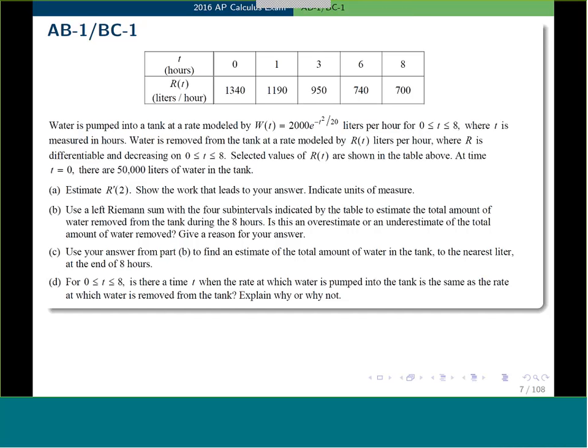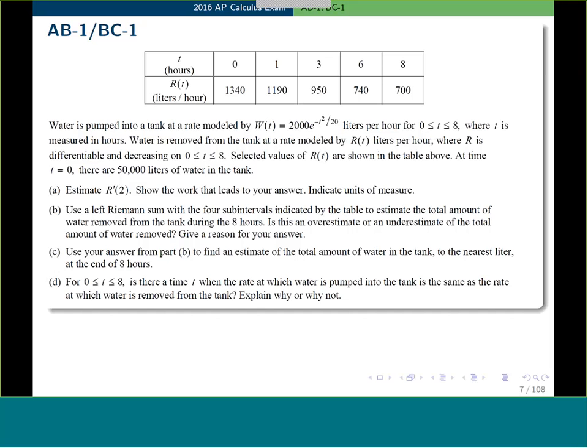And B, we need a left Riemann sum. And we'd like to know if that's an overestimate or an underestimate, with some sort of a justification or reason. In part C, we want to use that answer in part B, that estimate, to find another estimate for the total amount of water in the tank at the end of the 8 hours.